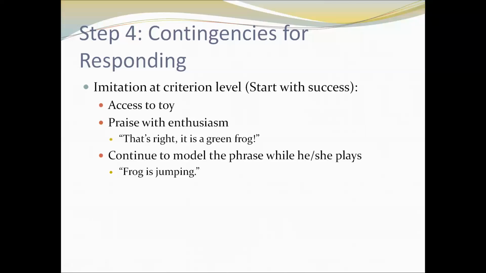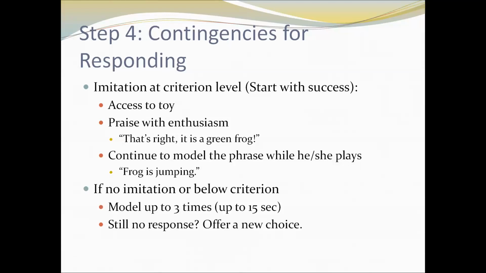Step 4, the contingencies for responding. So you want to make sure that the imitation is at criteria level or something that they've mastered already. So start with success, right? Make sure that they're going to do the right thing and they have the tools to get the correct response. You want to make sure they have access to the toy. Praise with enthusiasm. So, "That's right, it's a green frog." And then continue to model the phrase while he or she is playing. So, "Frog is jumping."